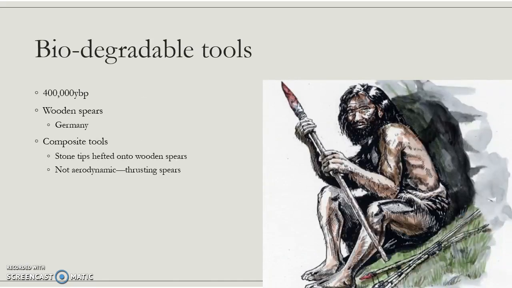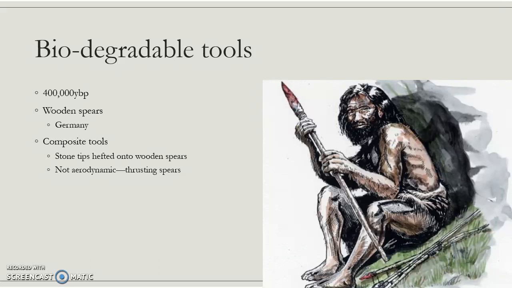In addition to just being fancy in terms of the actual stone, we have the first composite tools. These are spear points hefted onto large wooden spears. They're not aerodynamic spears, they're thrusting spears. So we say there are throwing spears and thrusting spears. Obviously you throw a throwing spear. Thrusting spears are like stabbing. These were really useful weapons, but it was not aerodynamic, so you couldn't throw it with any accuracy at all.